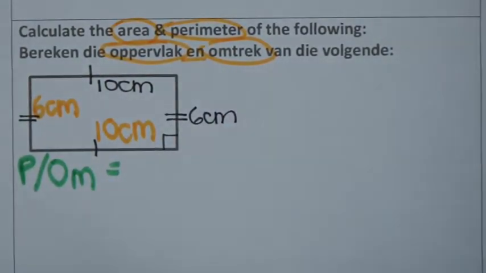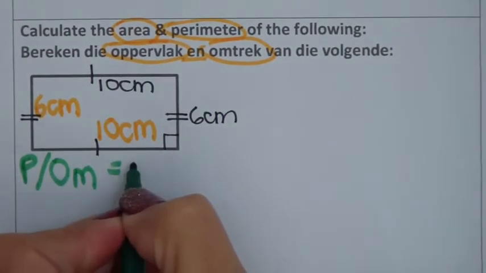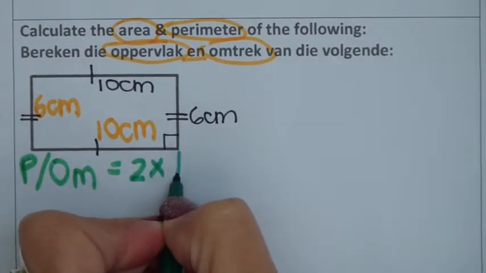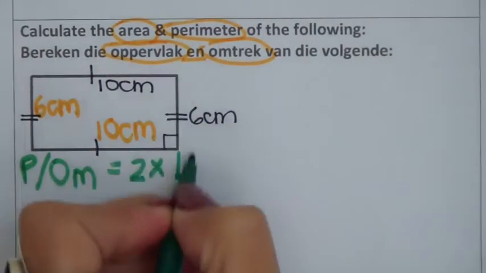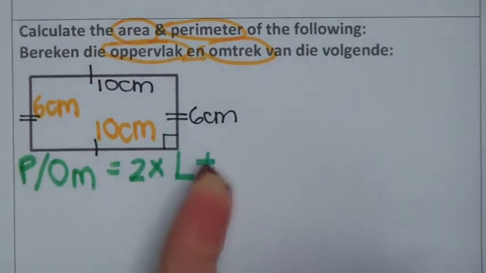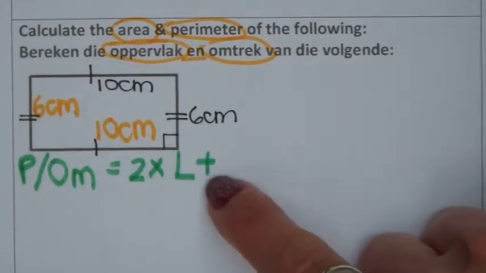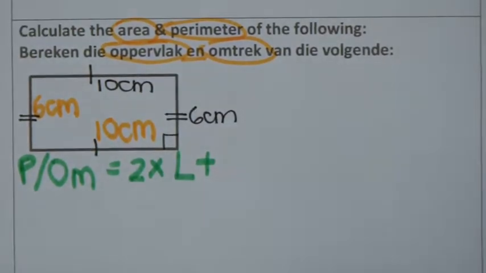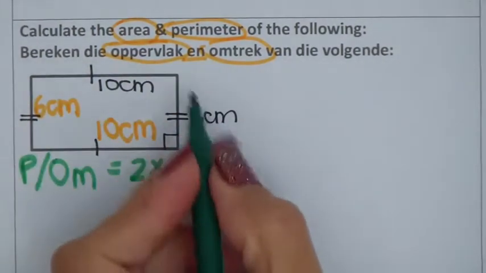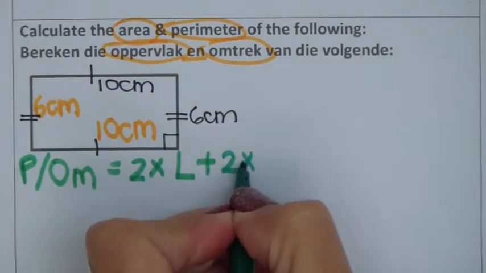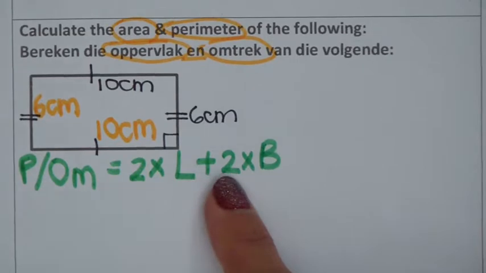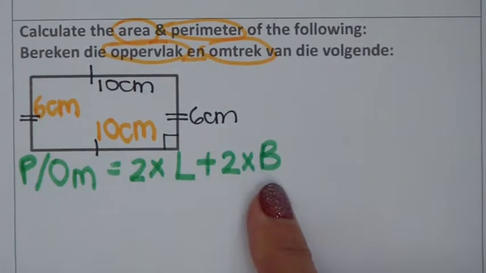So, how do we write that as a formula? We say the formula is 2 times the length, 2 maal die lengte, plus. Guys, children want to change that, they usually put a times there, but it's a plus, okay? 2 times the length, 2 maal die lengte, plus 2 maal die breedte. 2 times the length plus 2 times the breadth.